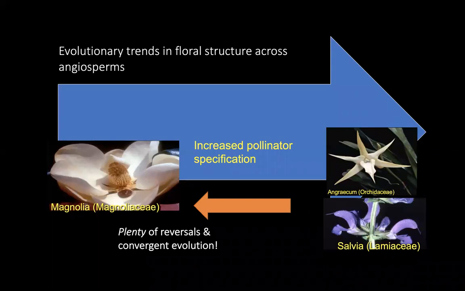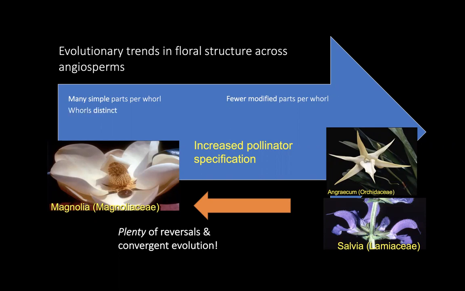Now, I would say one trend to keep in mind as we walk through the groups of angiosperms is a general pattern of increased pollinator specificity over time. However, there are plenty of cases of reversal and convergent evolution. In general, we start from primitive states of flowers with many simple parts per whorl, and then the more derived or evolved form would be fewer modified parts per whorl.